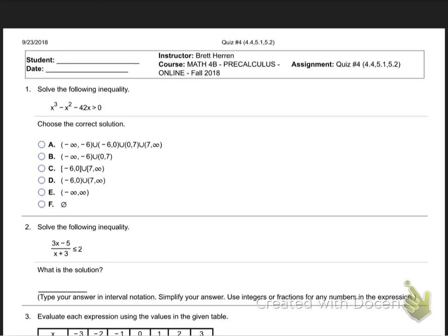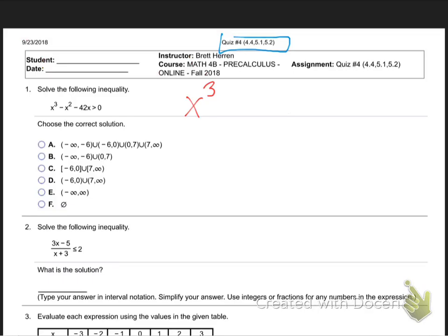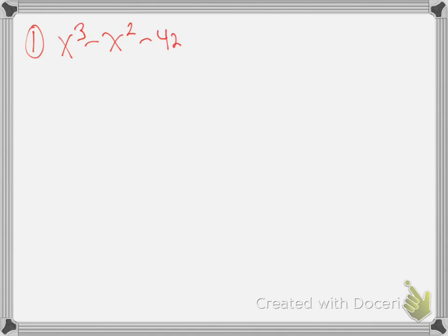Okay, so here is quiz number 4, and question number 1. So x cubed, in fact, let me just put it on a fresh screen: x cubed minus x squared minus 42x greater than 0. So how do we solve x squared with greater than, less than kind of thing?